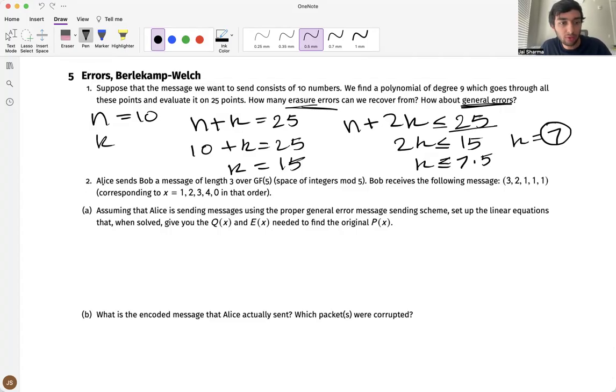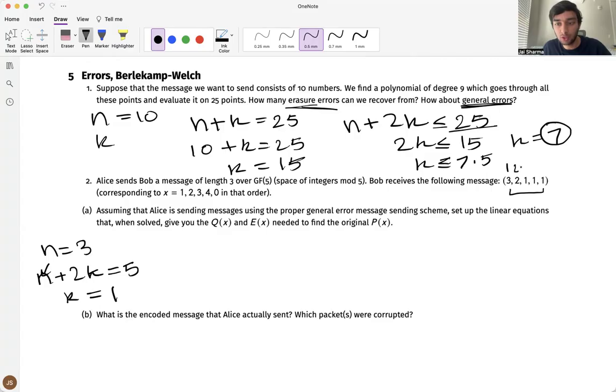And so now we have Alice sends Bob a message of length 3, right? Where n is equal to 3. And n plus 2k, this is a general error, right? n plus 2k is equal to 5. We're actually sending 5 numbers here, which means k is equal to 1 if we substitute 3 in there. That means that there's only one error out of these 5 points that are sent.